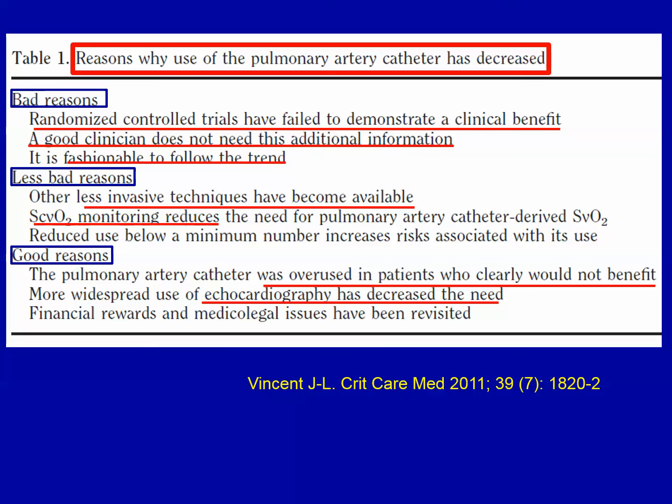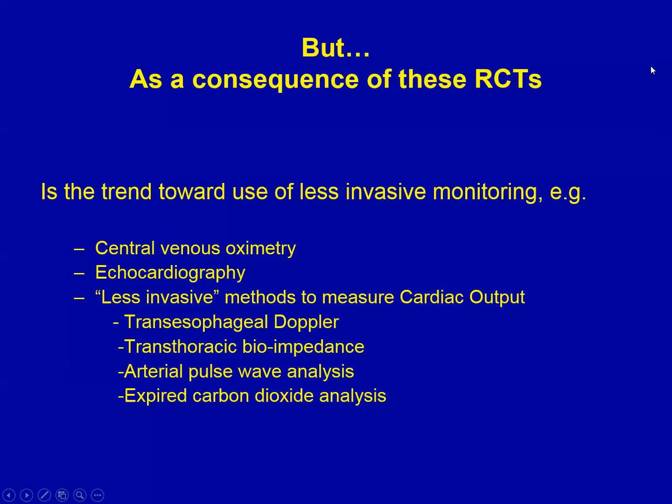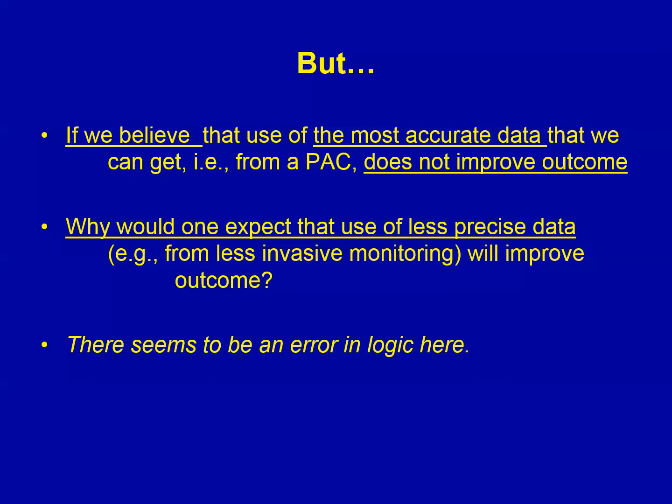Vincent has summarized the reasons why pulmonary artery catheter use has decreased, and they mention the bad reasons, less bad reasons, and good reasons. But as I mentioned, as a consequence of these randomized controlled trials, there has been a trend to stop using the pulmonary artery catheters and instead to use less invasive monitors such as central venous oximetry and less invasive methods of measuring cardiac output.